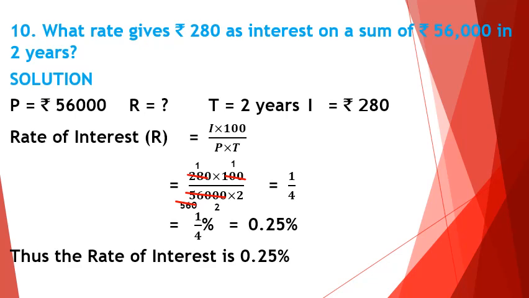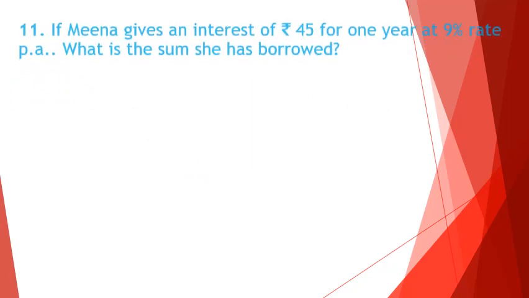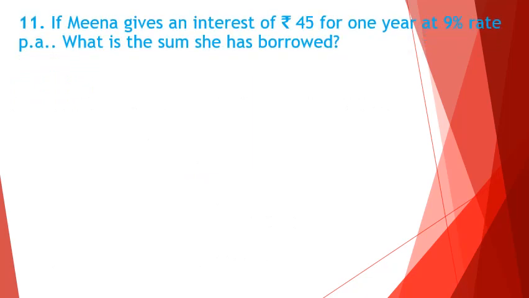Thus the rate of interest is 0.25 percentage. Next question. If Meena gives an interest of rupees 45 for 1 year at 9 percentage rate per annum, what is the sum she has borrowed? What are they asked to find out here? We have to find the sum. Sum means principal P equal to question mark.